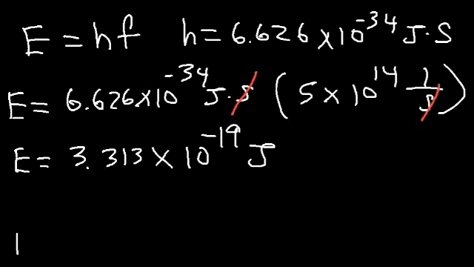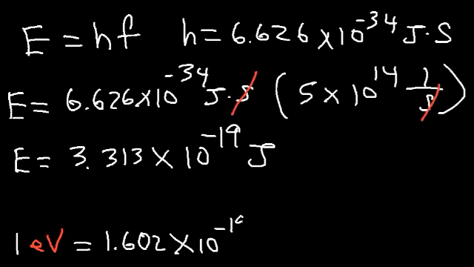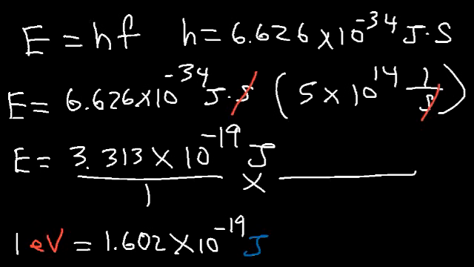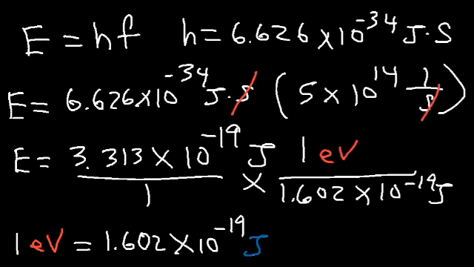Now sometimes you may need to convert it to electron volts. 1 electron volt is equal to 1.602 times 10 to the negative 19 joules. So to convert it, we need to divide by 1.602 times 10 to the negative 19 joules. As you can see, the unit joules will cancel if we set it up this way. Notice that the 10 to the negative 19 value will cancel as well. So all we need to do is type in 3.313 divided by 1.602, and that's going to give us the energy in electron volts. So it's going to be 2.07 electron volts.